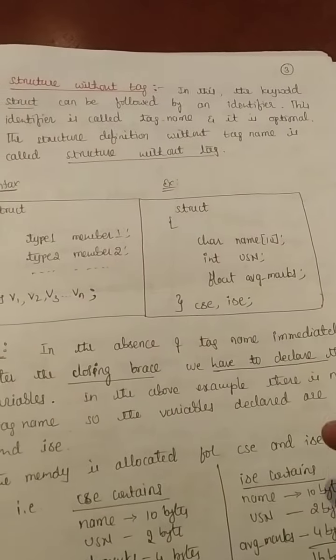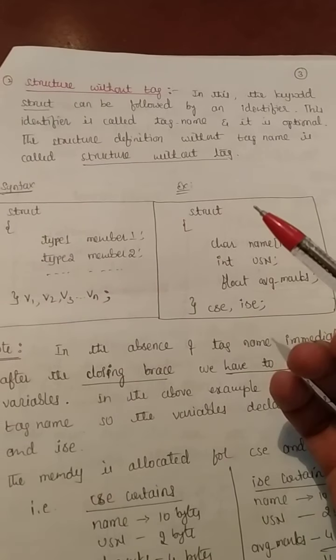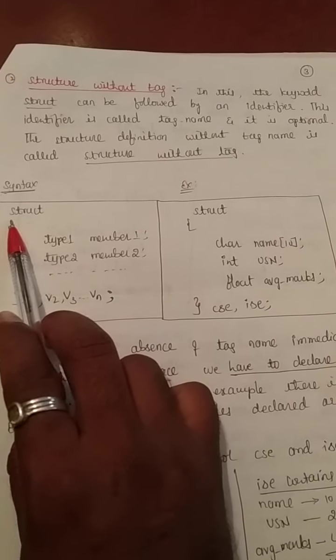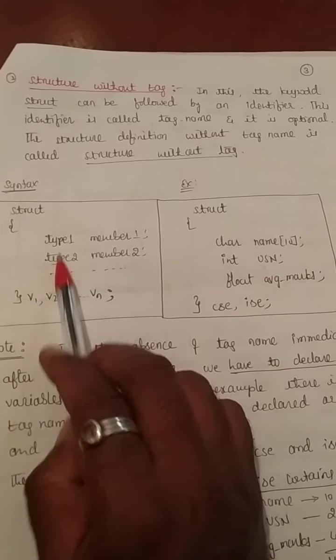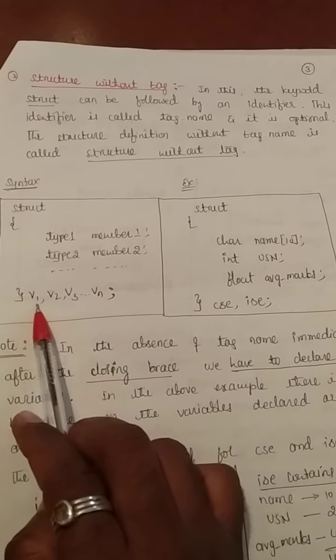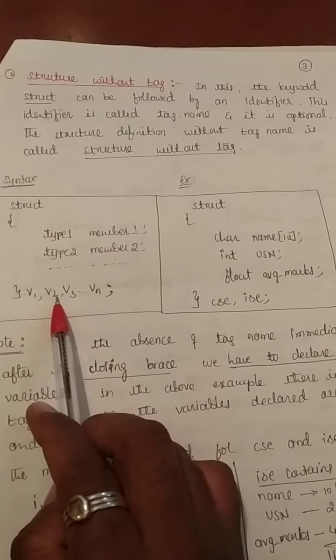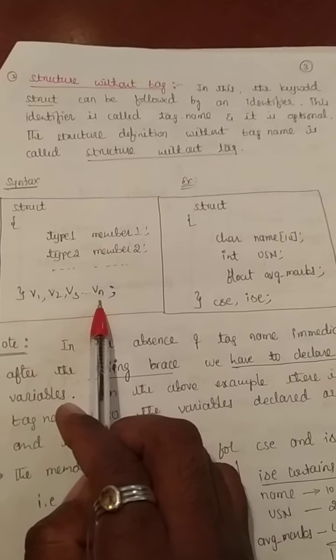Next one is structures without tag. The name itself says that the structure is not having any tag name. See, the syntax says struct, no tag name here, and one set of flower braces and n number of data types and n number of data members. See, structure variables you can declare here itself, but in the previous case you declared them in the main function, whereas in this case you can declare structure variables here only.